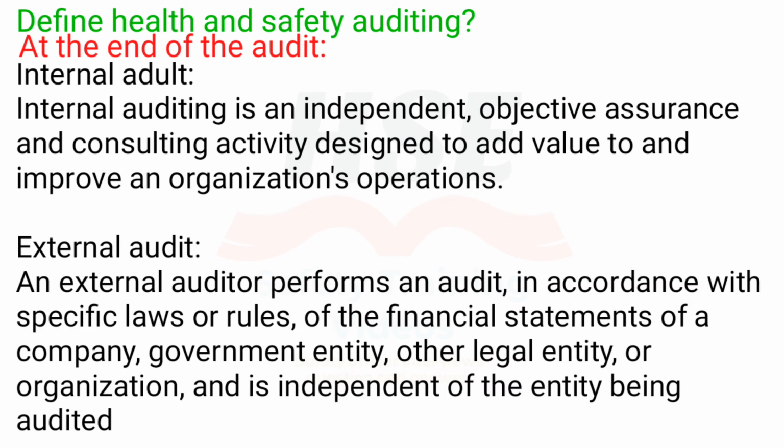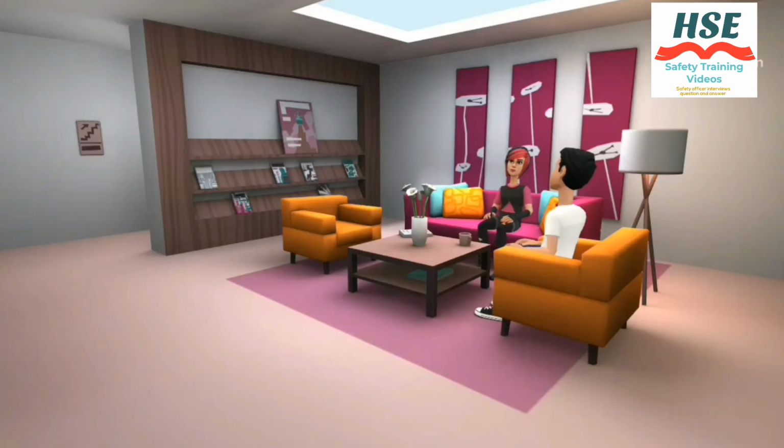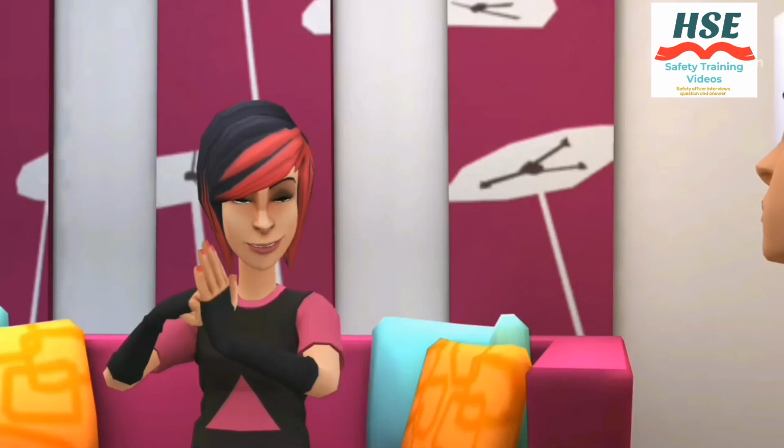Internal auditing is an independent, objective assurance and consulting activity designed to add value to and improve an organization's operations. External audit. An external auditor performs an audit, in accordance with specific laws or rules, of the financial statements of a company, government entity, other legal entity, or organization, and is independent of the entity being audited.